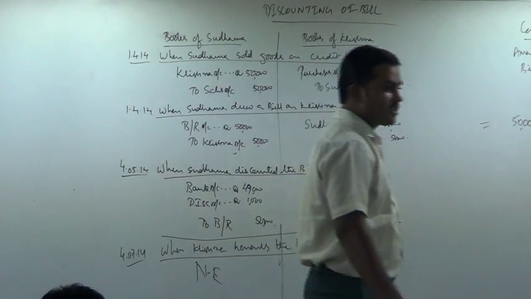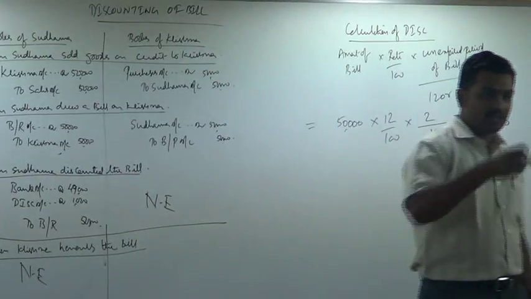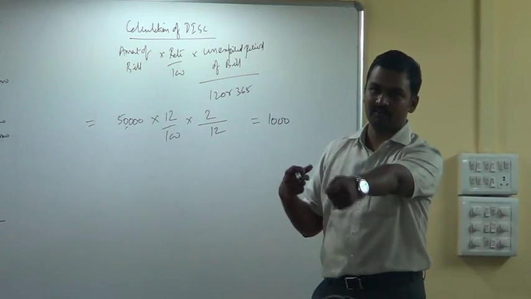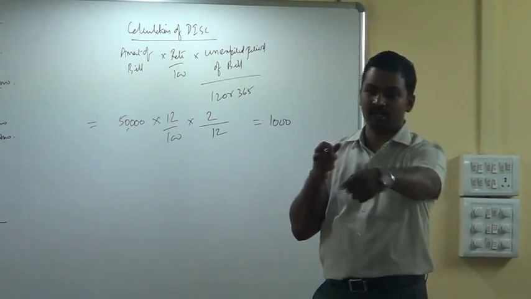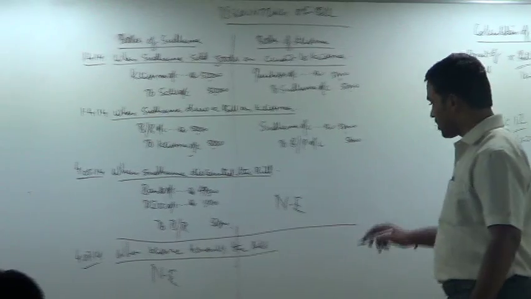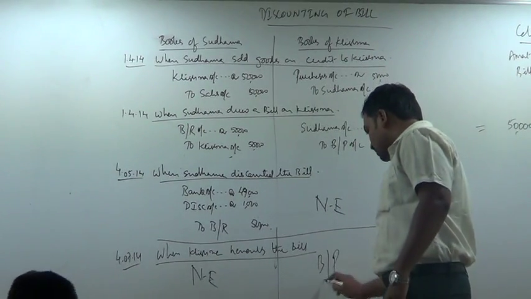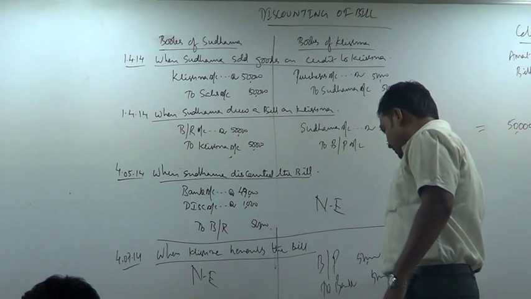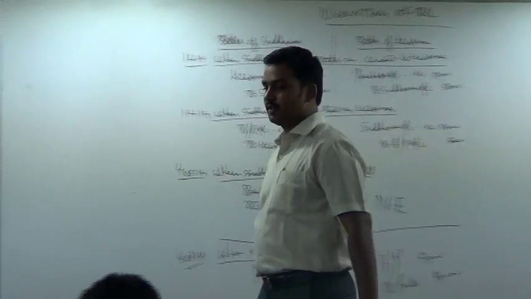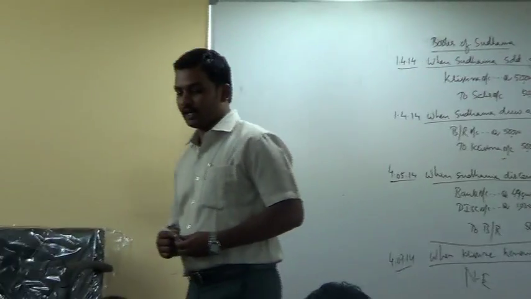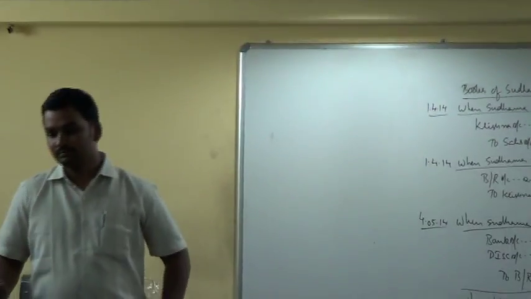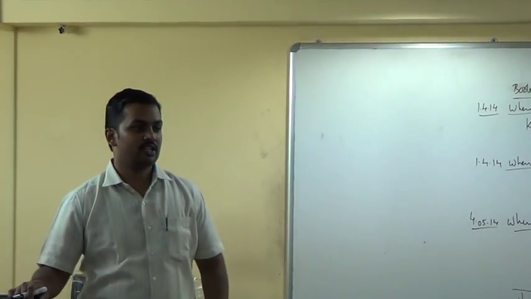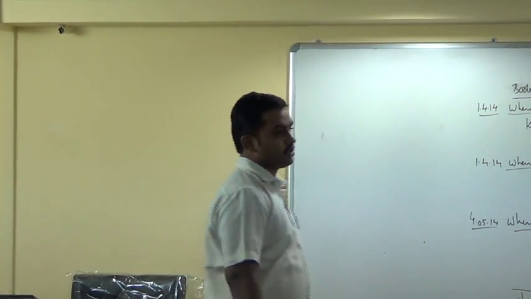What is the entry in the books of Krishna now? He is receiving his bill back and is paying money. Bills payable account debit to cash or bank account. He paid by check normally. Bills payable account debit to bank account. 50,000 he has to pay completely. Bills payable account debit to bank account. With this the transaction is settled. Is it clear everyone? Yes. This is called discounting of bills.